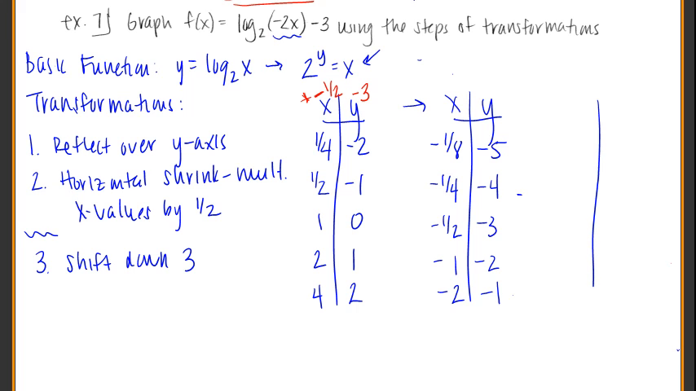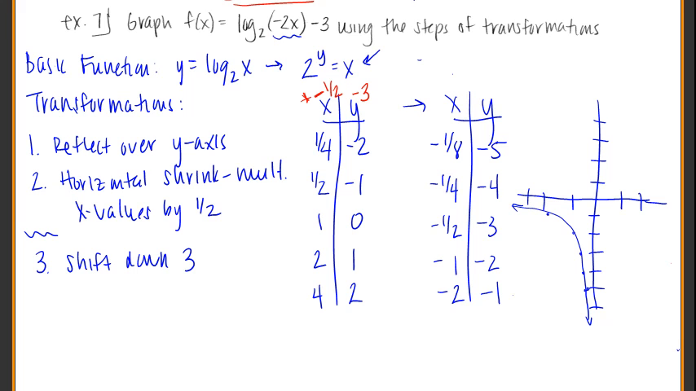Alright. 1, 2, 3, 4, 5, 6. And let's give ourselves some lines on the x-axis too. Alright, let's graph. -1/8, just slightly off of the vertical y-axis, and then we're going to go down to -5. Okay, and then -1/4 down to -4. Really close dots together. -1/2, -3. -1, -2. And -2, -1. So you can finally see a little bit of a curve kind of coming in here.